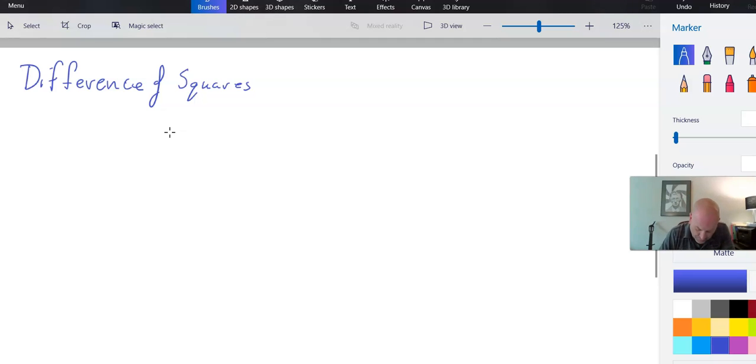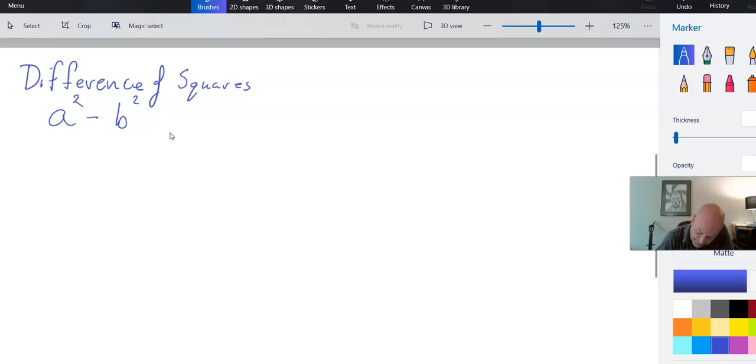Okay, so the difference of squares, and basically the thing you're looking for with the difference of squares is some situation where you have something squared subtracted from something else squared. Now, they don't have to be variables squared. It could be a number squared, right? So if you have a number like 4 or 9 or 16, those are squared numbers.